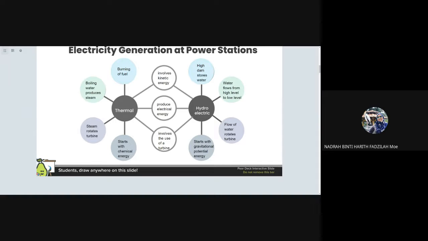Kita boleh bandingkan dari segi the source of energy kan. Kalau thermal energy, dia punya source dia ialah the burning of fuel, atau the burning of coal atau petroleum atau gas. Tetapi for the source of energy for hydroelectric, the source is fast flowing water. Good. Okay.